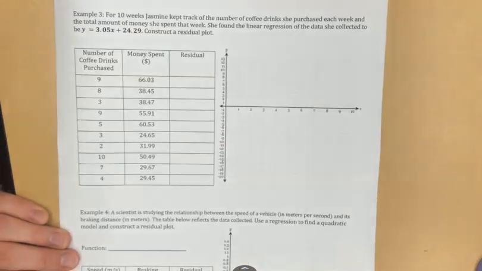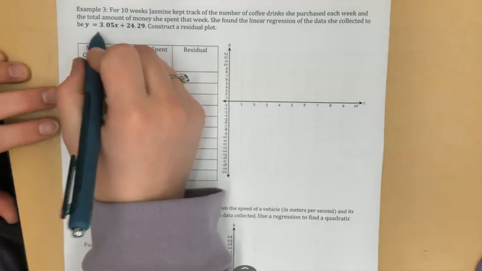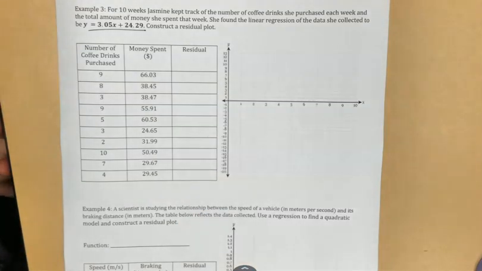Moving on, for 10 weeks, Jasmine kept track of the number of coffee drinks she purchased each week, and here is the total amount of money she spent. She found the linear regression of the data to be this, so she already did that hard work for us. Construct a residual plot.